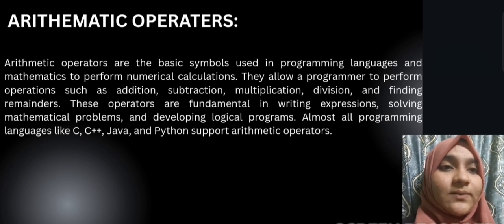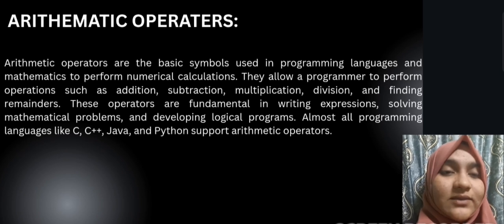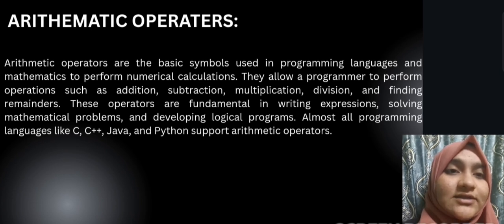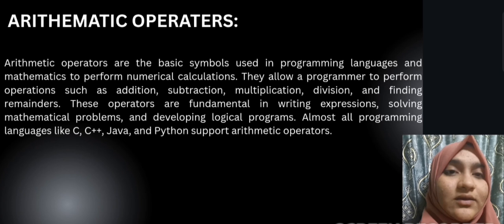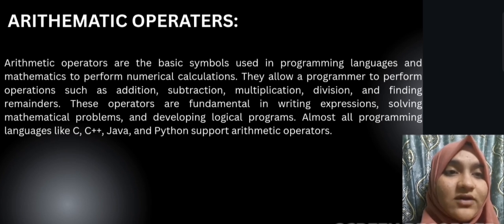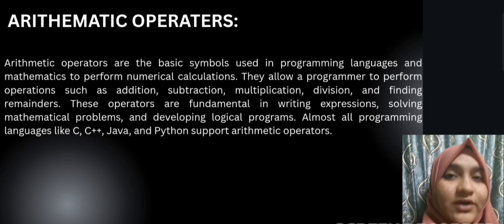Arithmetic operators are the basic symbols used in programming languages and mathematics to perform numerical calculations. They allow a program to perform operations such as addition, subtraction, multiplication, division, and finding remainders. These operators are fundamental in writing expressions, solving mathematical problems, and developing logical programs. Almost all programming languages like C, C++, Java, and Python support arithmetic operators.